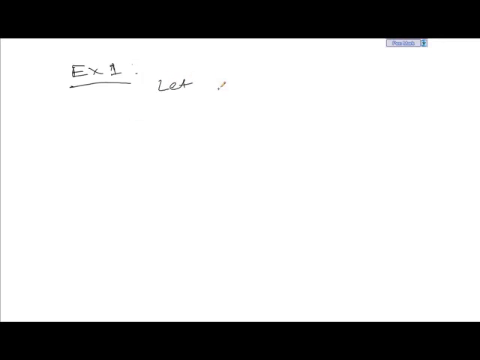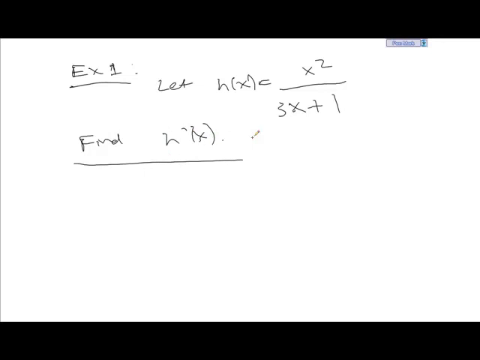Let h of x equal x squared over 3x plus 1. Find h prime of x. Okay, so the first thing we do is, the quotient rule is pretty quick to apply because you already know what f and g are. f is the top, g is the bottom. And again, I'm just going to use f and g instead of f of x, g of x, because it creates too much notation. So there's f, there's g.